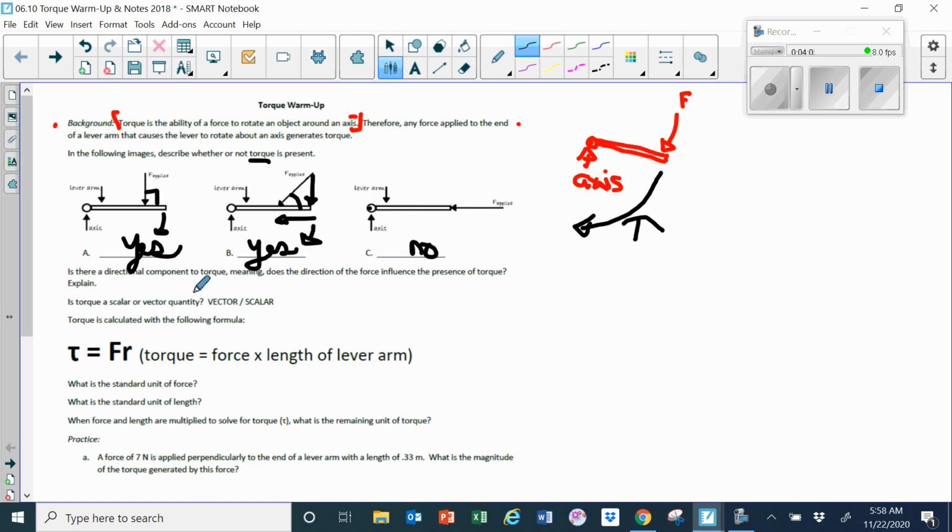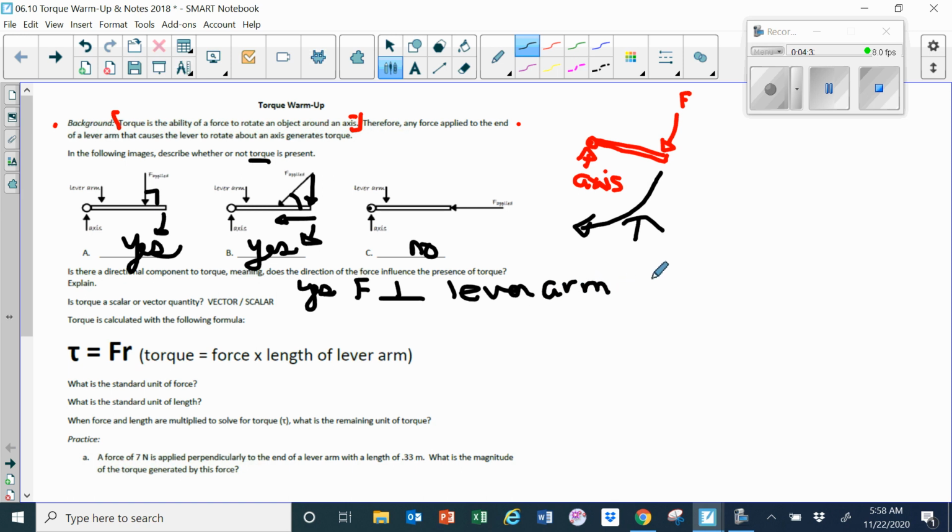So the next question it says, is there a directional component to torque? Meaning, does the direction of the force influence the presence of torque? And the answer is yes. A force, I'm going to kind of do this in shorthand, a force that's perpendicular to the lever arm would generate the greatest torque.